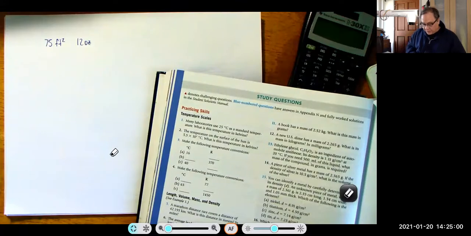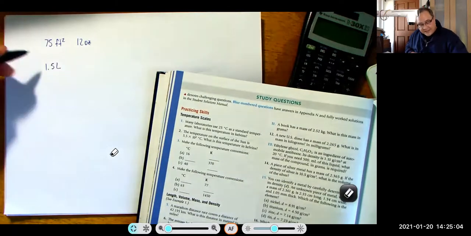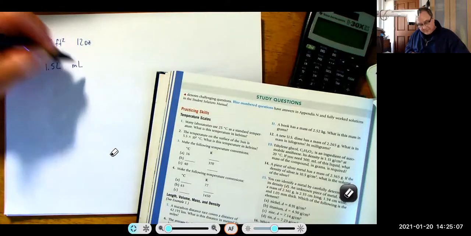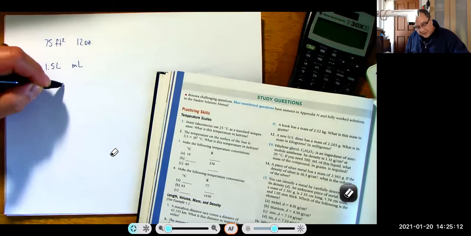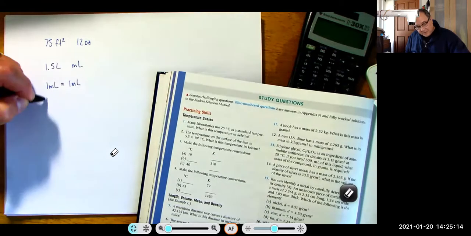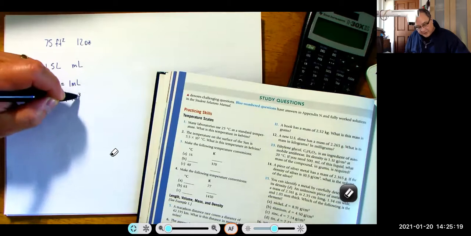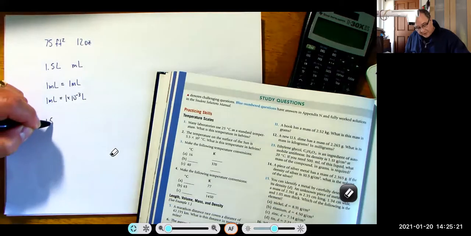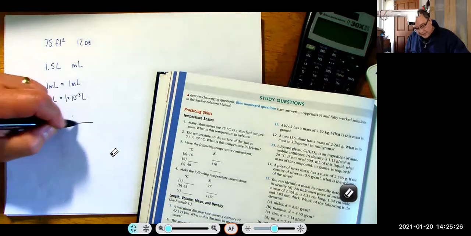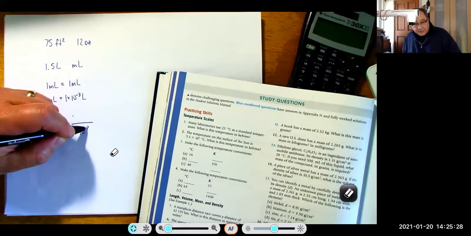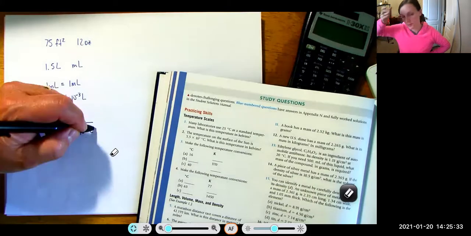Some soft drinks are sold in bottles with a volume of 1.5 liters. What is this in milliliters? So here I'm going to say 1 milliliter is 1 milliliter. 1 milliliter is 1 times 10 to the minus 3 liters. 1.5 liters times 1 times 10 to the minus 3 liters. Why did I put this on the bottom? To cancel. So what goes on top?